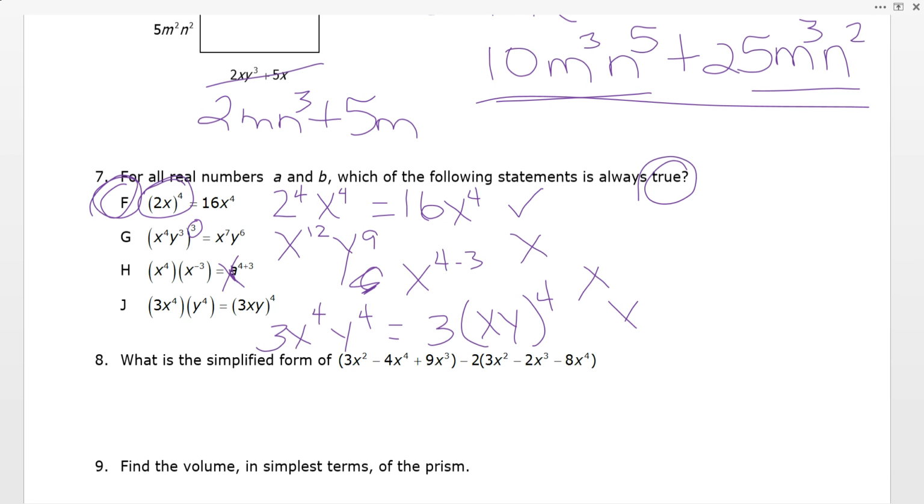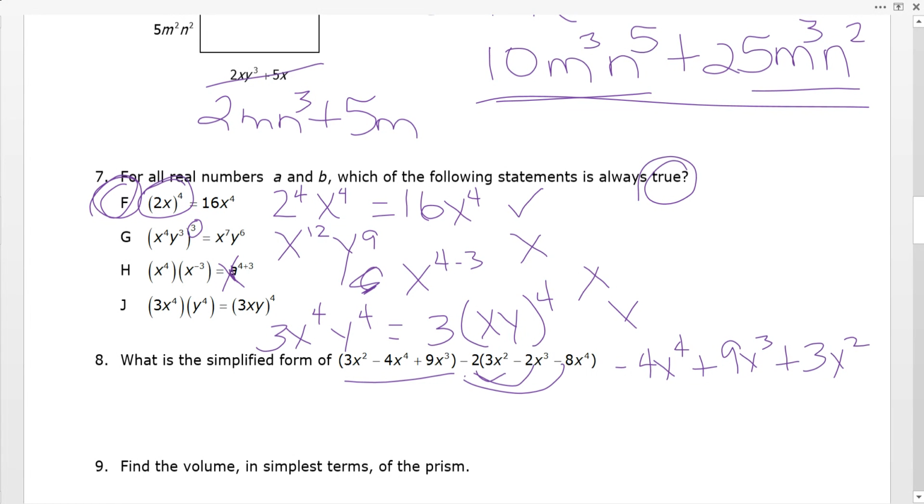Okay, number 8. I'm going to distribute my -2 through the whole thing, and I'm going to go ahead and put these in order. So I'm going to have -4x to the fourth plus 9x to the third plus 3x squared. Otherwise I get confused. Okay, so now I'm distributing my -2. So -2 times 3 is -6x squared. So that goes with my other x squared.